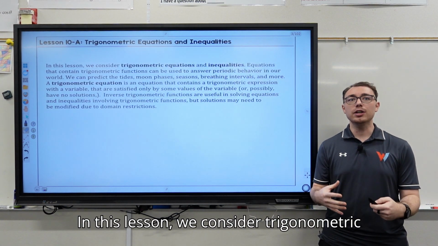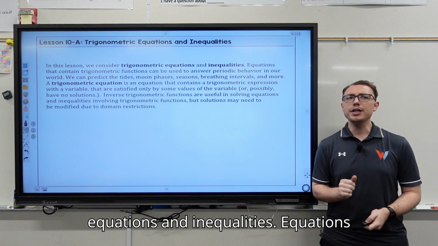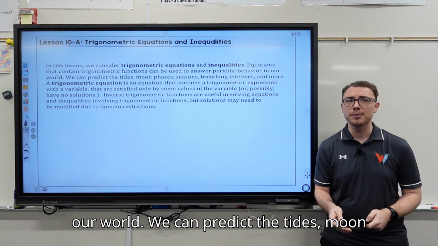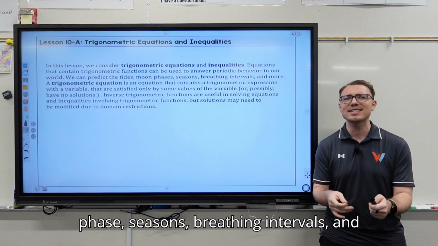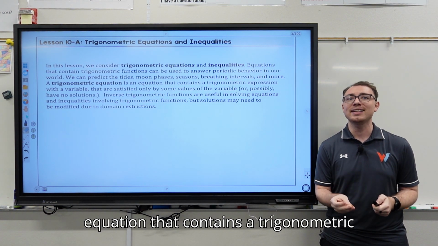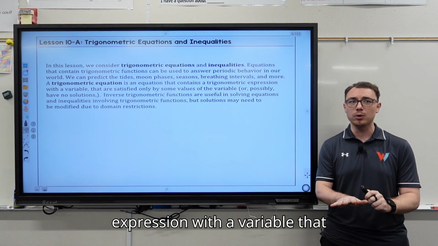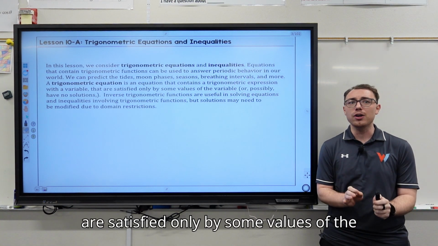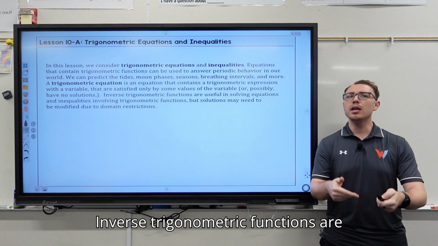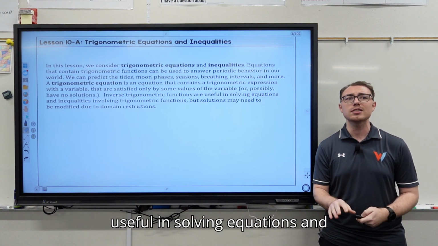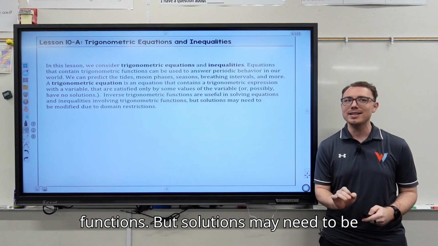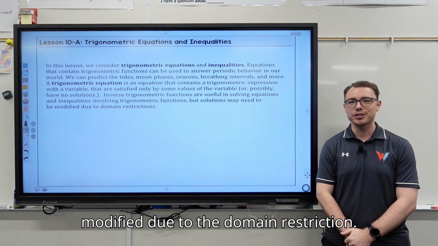In this lesson, we consider trigonometric equations and inequalities. Equations that contain trigonometric functions can be used to answer periodic behavior in our world. We can predict the tides, moon phase, seasons, breathing intervals, and more. A trigonometric equation is an equation that contains a trigonometric expression with a variable that is satisfied only by some values of the variable or possibly has no solutions. Inverse trigonometric functions are useful in solving equations and inequalities that involve trigonometric functions, but solutions may need to be modified due to the domain restriction.